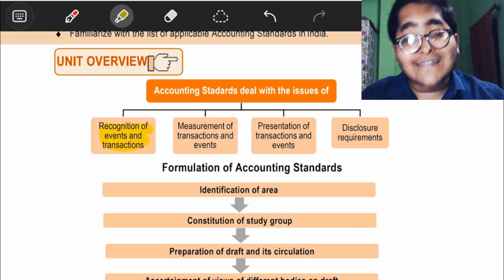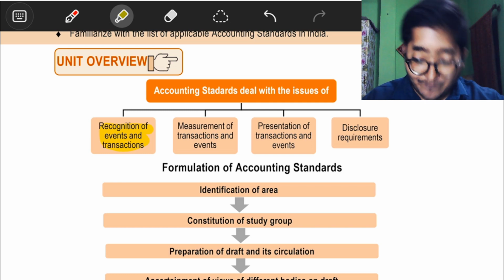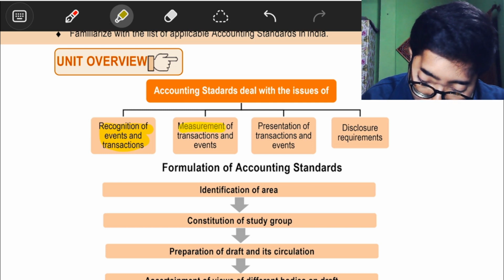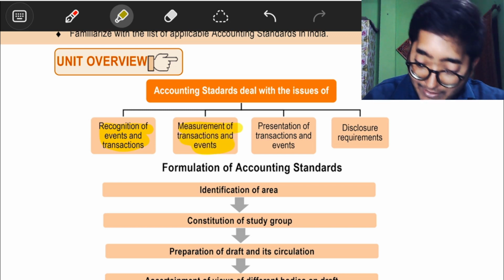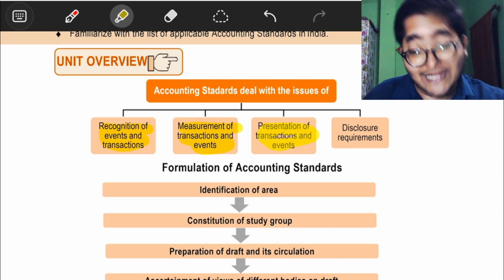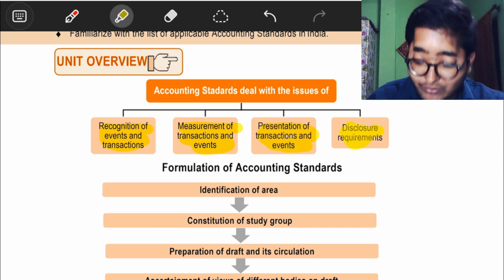So, accounting standards deal with the recognition of events and transactions. Number 2, the measurement of transactions and events. Number 3, the presentation of transactions and events. And number 4, the disclosure requirements.